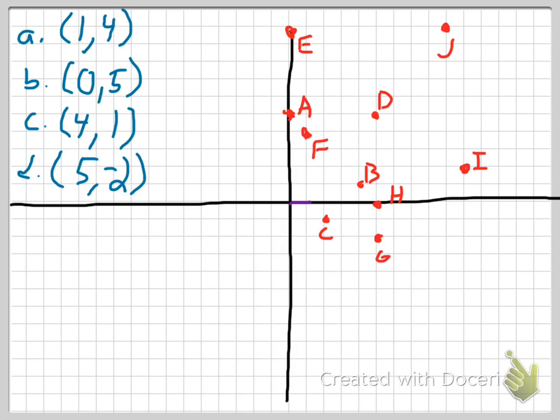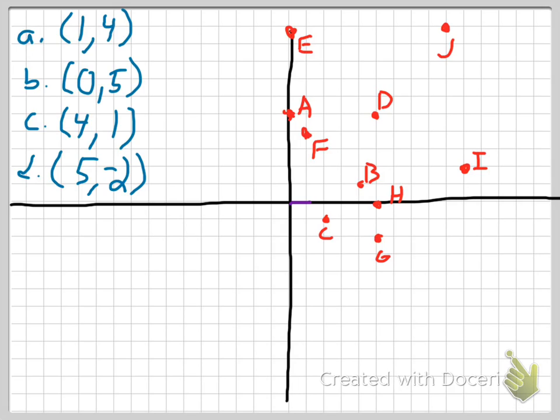All right, let's look at an example here. We can see on the left-hand side, I have listed 4 different ordered pairs. What we want to do is figure out, based on those ordered pairs, what point corresponds on the right. So my first ordered pair on my coordinate grid is (1, 4). What I'm going to do is find where (1, 4) is on my coordinate grid, and I'm going to see what point is there.